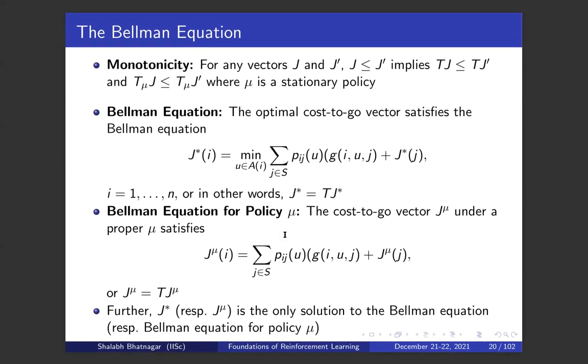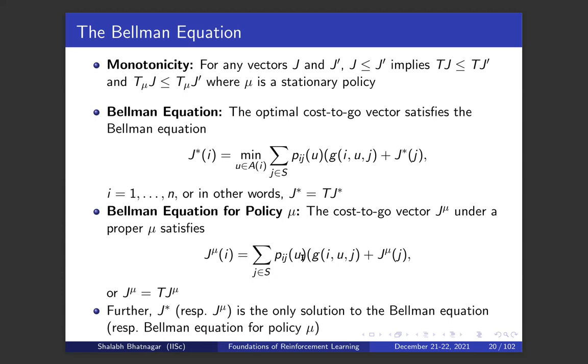Likewise, the Bellman equation for a given policy mu gives us this: J mu of I is the sum over J in S of P_ij(U). So the minimum is gone, but instead of U, there's a problem. Sorry about this. This U should have been mu of I actually. So that's the particular action that you are choosing here. Again, this U should be mu of I as well.